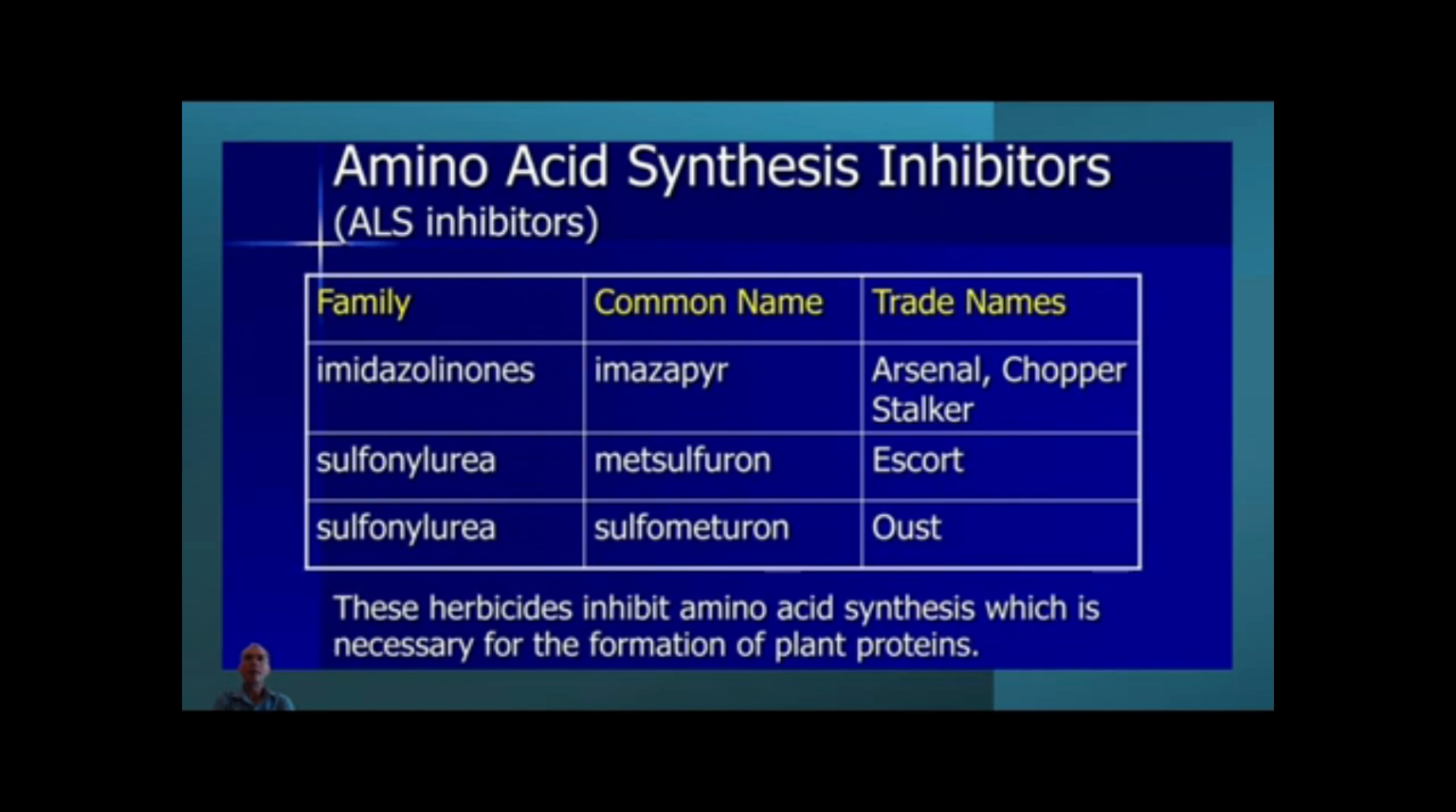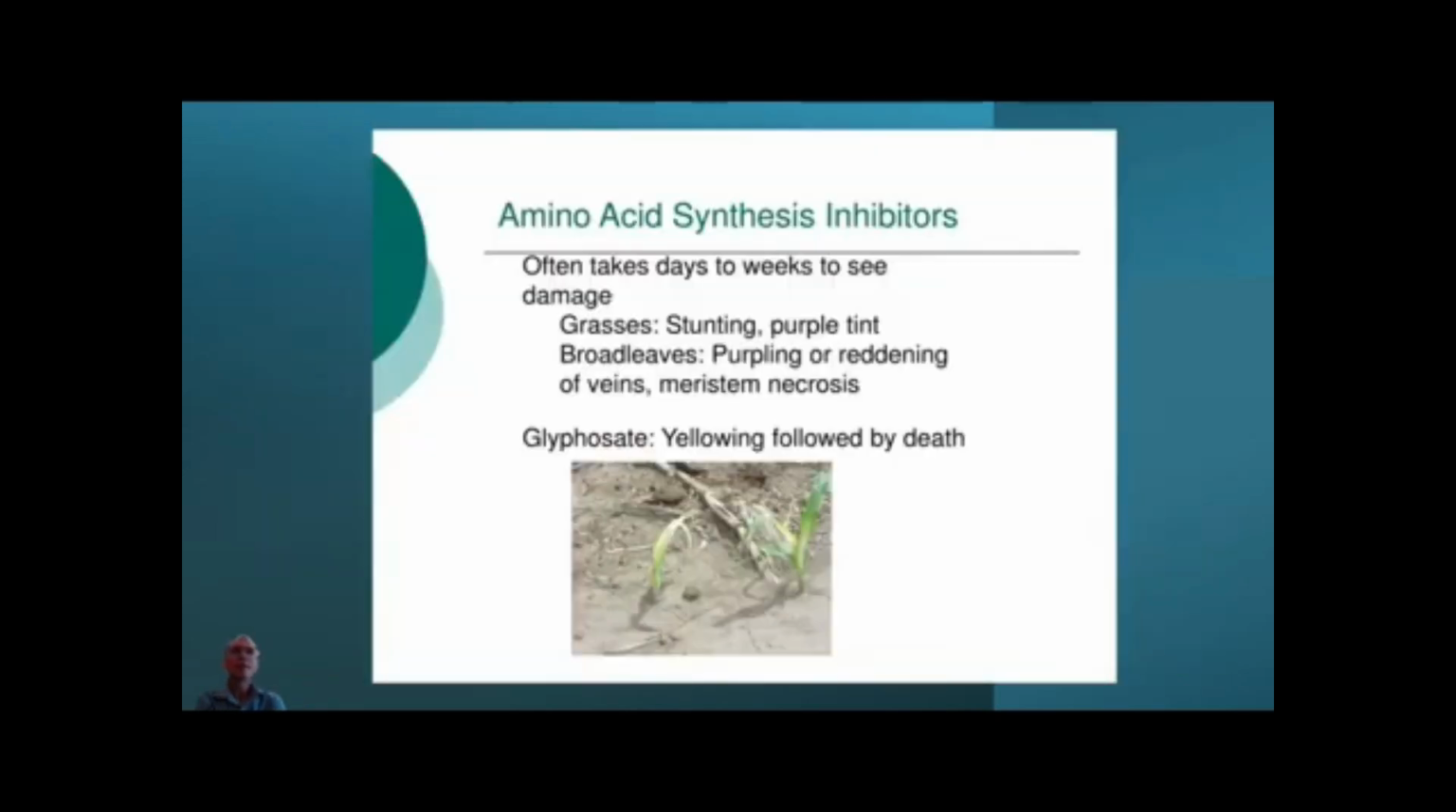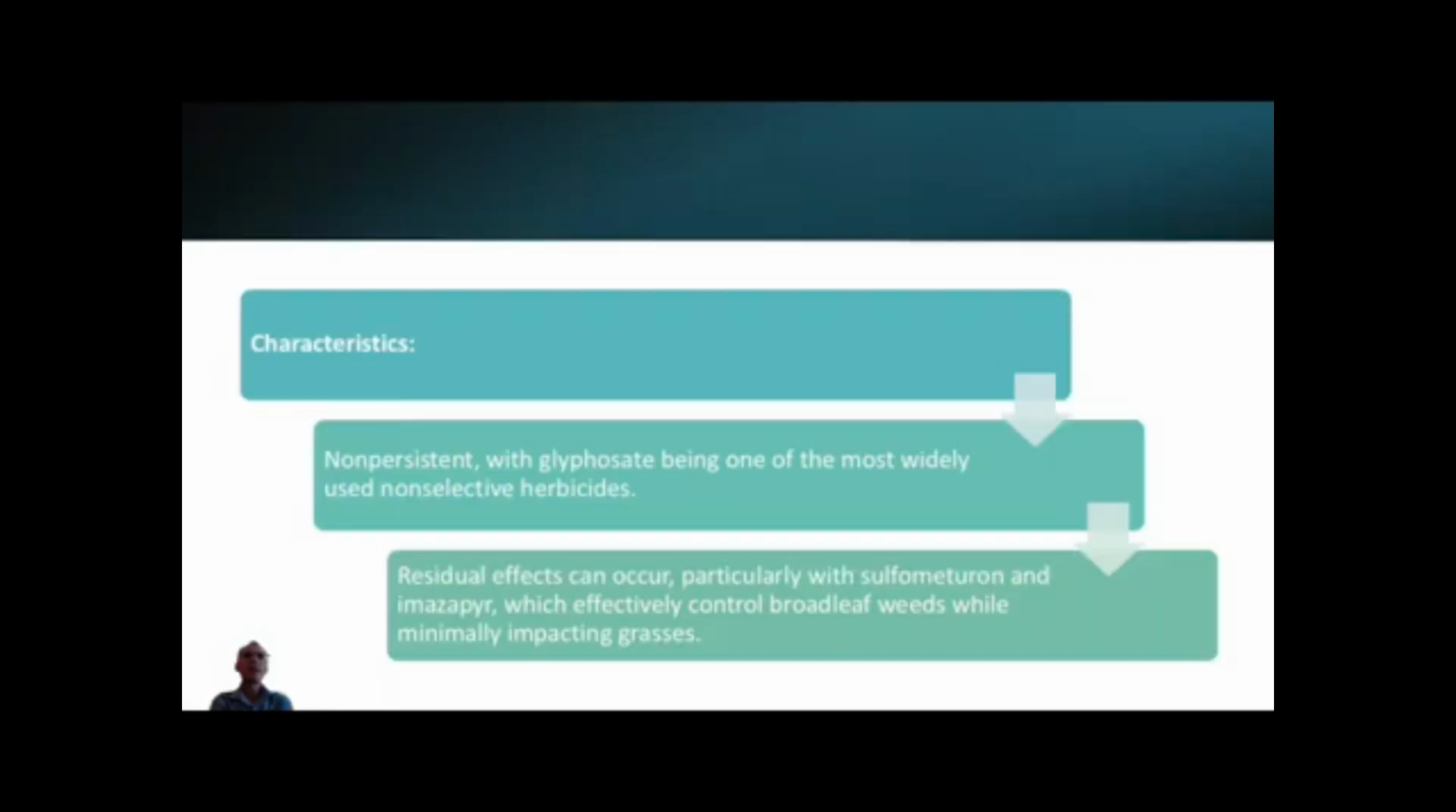These herbicides inhibit amino acid synthesis, which is necessary for the formation of plant proteins. Amino acid synthesis inhibitors often take days to weeks to show damage. Grasses show stunting and a purple tint. With broadleaves, you'll see purpling or reddening of veins and meristem necrosis. With glyphosate, you'll see yellowing followed by death.